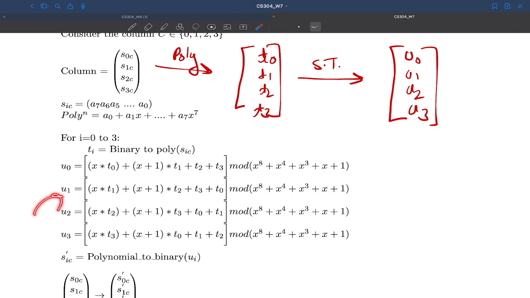Similarly for U1, I start with T1, multiply it with x, then I go to T2, multiply it with x plus 1, then I go to T3, then T0. For U2 I'm starting with T2, for U3 I'm starting with T3. So the order of multiplication is the same in all 4 operations: first I multiply with x, then x plus 1. What is the difference? The starting point of the T polynomials.